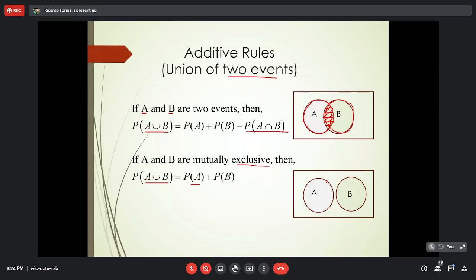In the actual problem solving later, when we talk of union, the connective OR is used. Say, for example, what is the probability of A or B? The word OR. That's the union of two events.